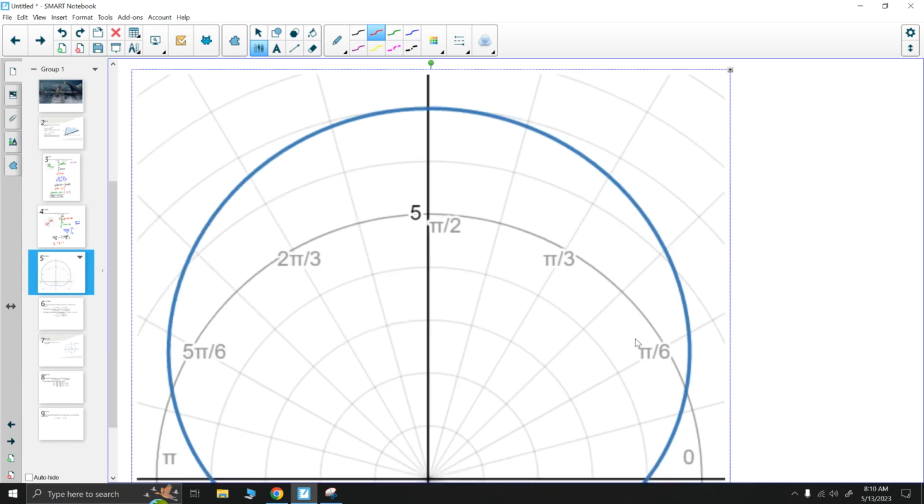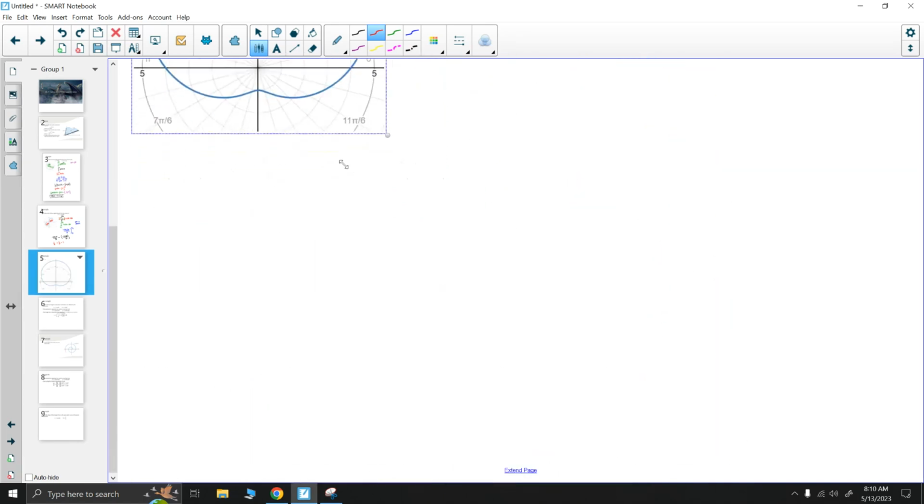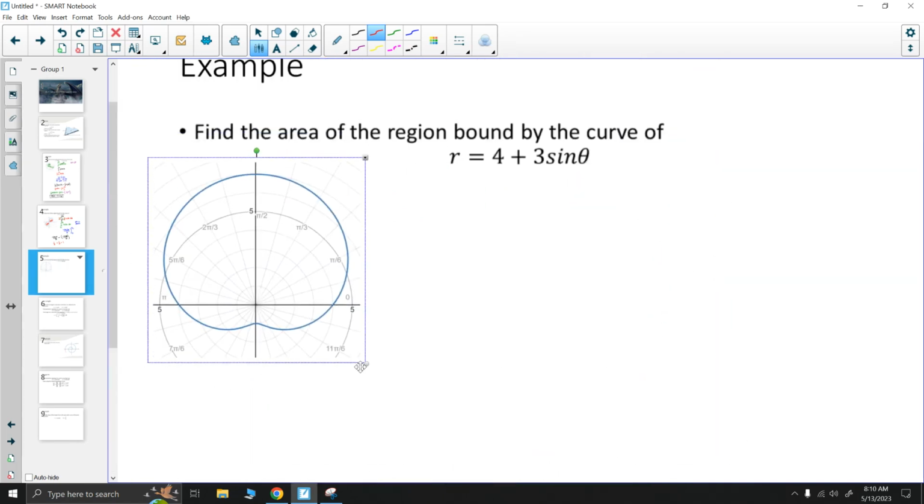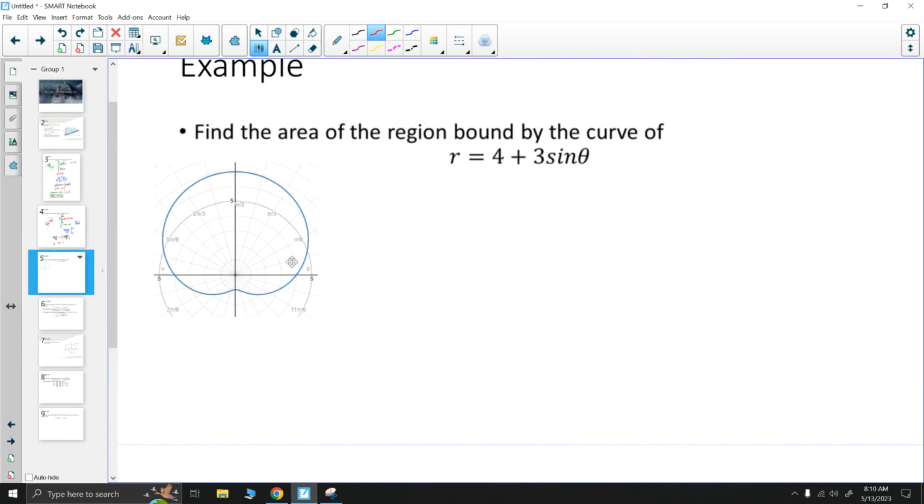So let's go ahead and paste this in. What I'm doing here is just taking 1/2 of it. It's symmetric along what would have been the y-axis, right there, if we were in x's and y's.